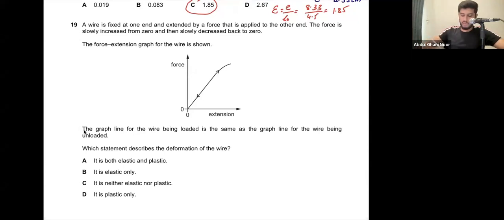So which statement describes the deformation of the wire? It is both elastic and plastic. No, it has not reached the plastic region. It is elastic only. Yes, it's only elastic.